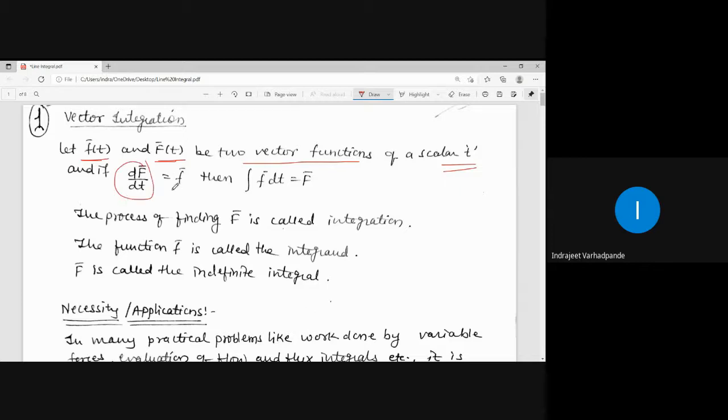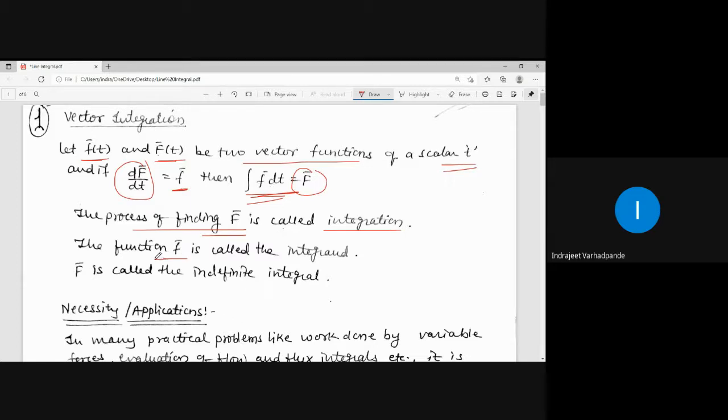The derivative dF/dt is represented by small f. The derivative of capital F is nothing but small f. Then the integration of small f bar with respect to t will give you the original function, that is capital F bar. So the integration of small f bar of t is nothing but capital F bar. This process of finding F bar is called integration.